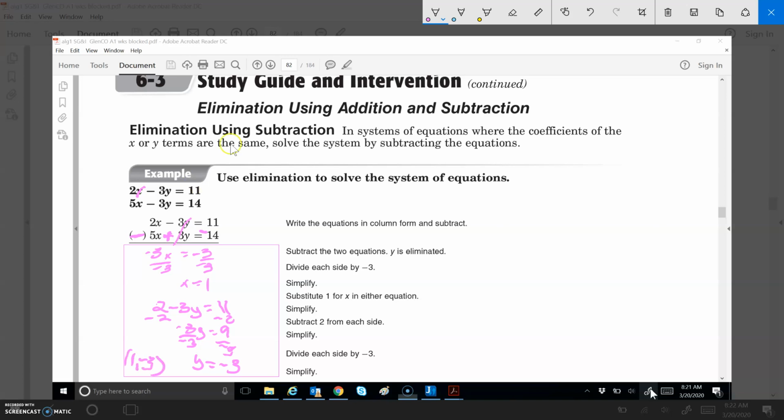Alright? So just be careful of the signs. If they're same sign, you just make them opposites. Or subtract or multiply by -1. One of those two things will get you what you need.